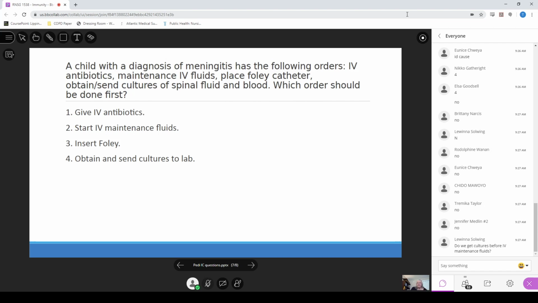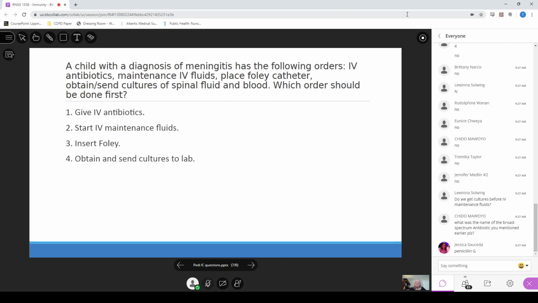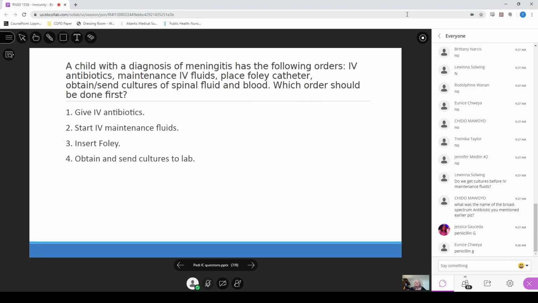If they already have a heparin lock or a saline lock, we could do the antibiotics through there. But with the IV, it's maintenance fluids. This child or person is not fluid depleted, not dehydrated. The broad spectrum antibiotic we were talking about would be, again, the penicillin G and some cephalosporins because they are better at crossing that blood-brain barrier.